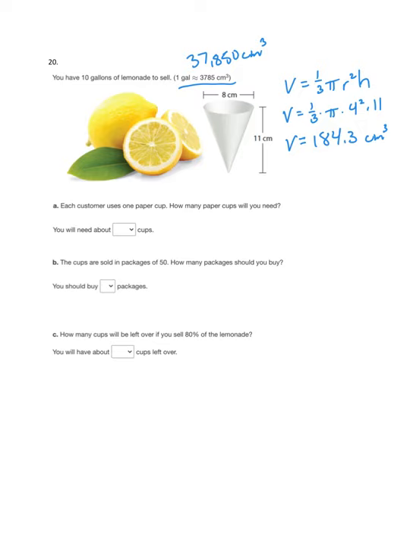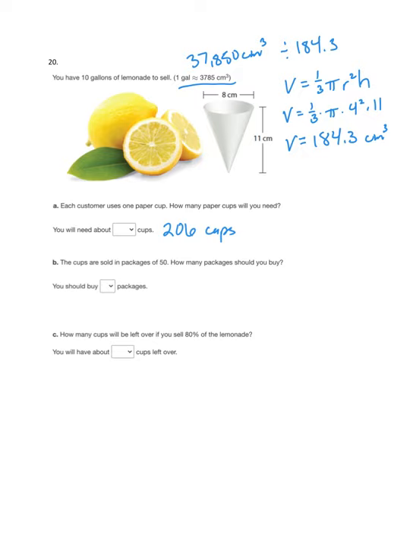And what I need to do is divide that number by 184.3. Okay, so I have 37,850 divided by the answer I just came up with, and I get 205.36 cups. So I'm going to say, even though normally I would round down, if I want to use all of the lemonade, that's 206 cups.